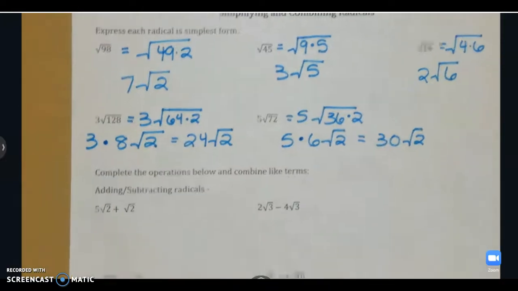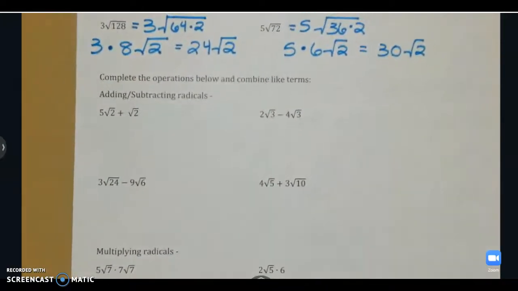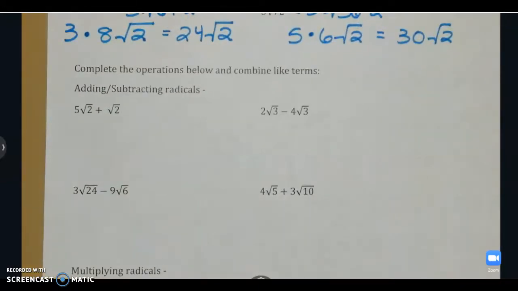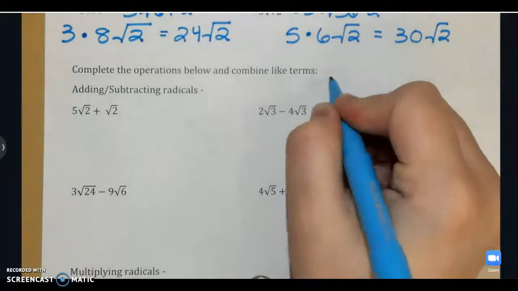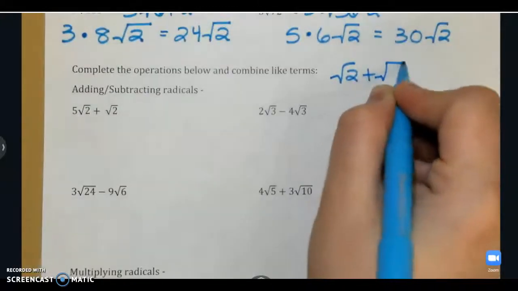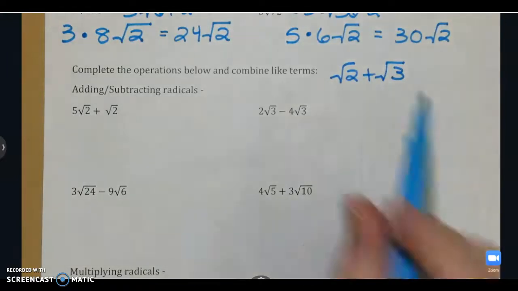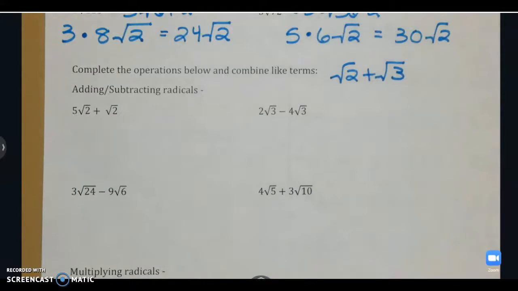Okay. Another thing we can do with radicals is add and subtract them. Now, the thing about adding and subtracting radicals is they have to be like terms. This means that the radical has to match. You cannot add the square root of 2 plus the square root of 3. The number inside the radical is not the same. So in order to be able to add or subtract radicals, you need matching numbers inside, and the way that you combine these is you add or subtract their coefficients and you leave the radical the same.